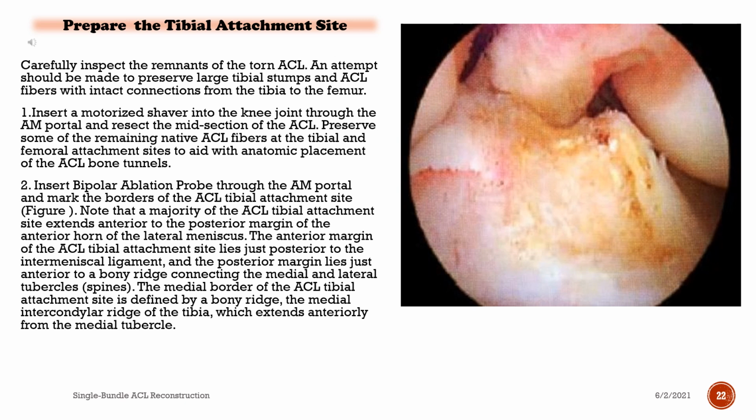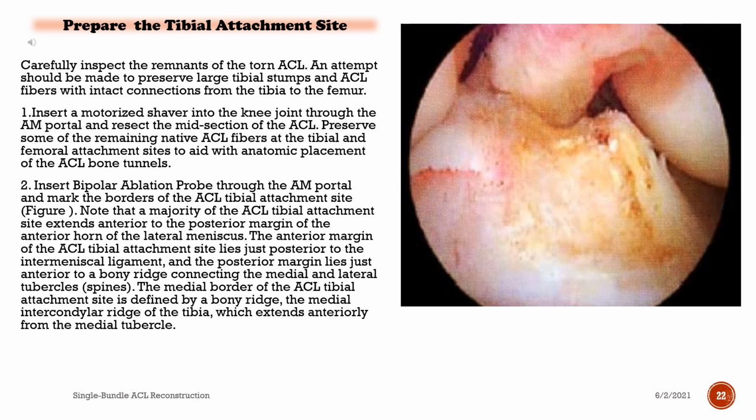Insert a bipolar ablation probe through the AM portal and mark the borders of the ACL tibial attachment site. Figure. Note that a majority of the ACL tibial attachment site extends anterior to the posterior margin of the anterior horn of the lateral meniscus.